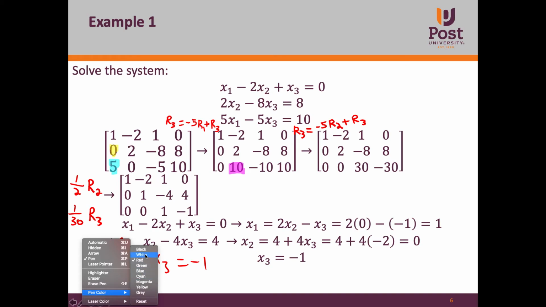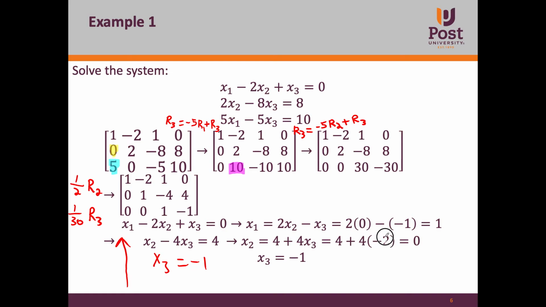Let me just very quickly change that. This is supposed to be a -1. So 4 plus 4 times -1, this just makes 0. So x sub 2 is 0.